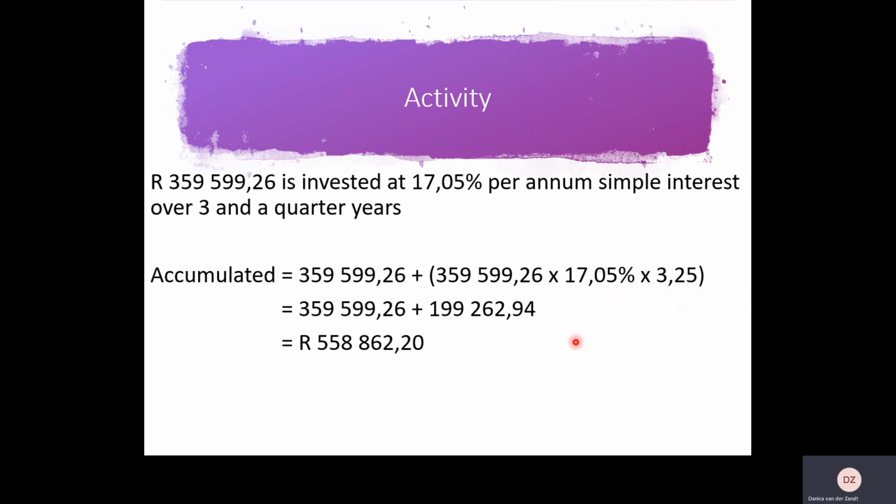A quarter is 0.25. There's my interest, what the bracket is equal to, 199,262 Rand and 94 cents. And the total that I will get back after 3¼ years is 862 and 20 cents. Please note how I added that 0. It is money. It has to be 2 decimal places.